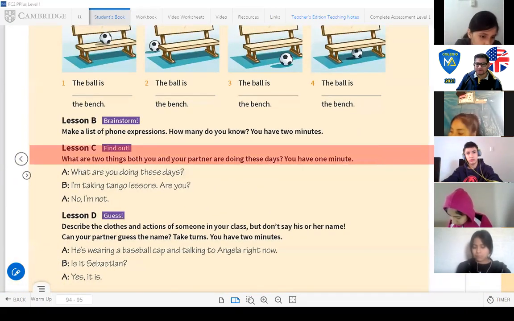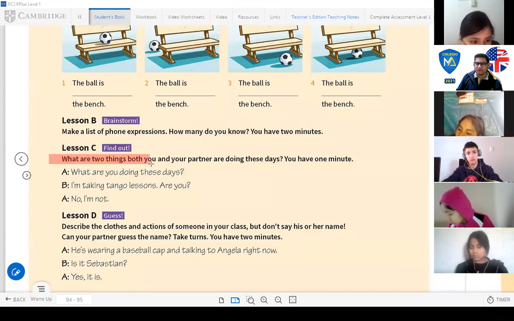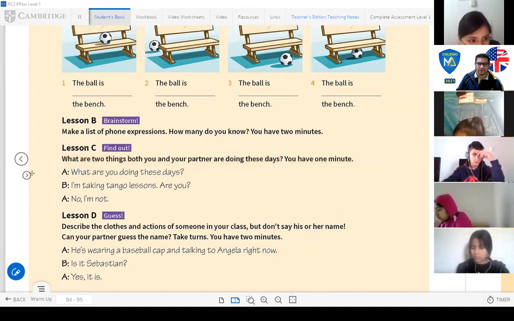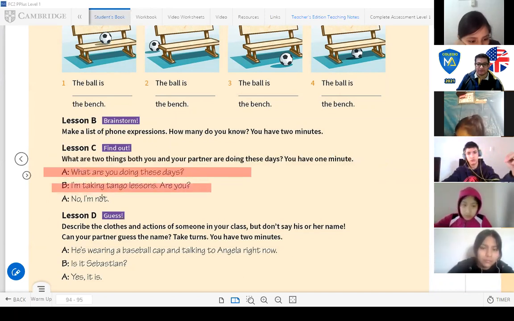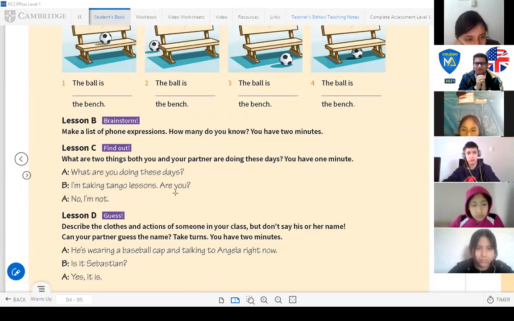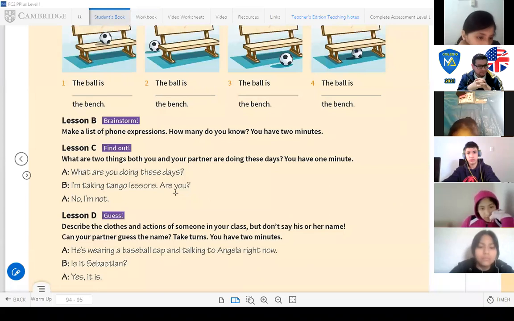The other part, the letter C says, what are 2 things both you and your partner are doing these days? You have 1 minute. You know, for example, what are you doing these days? I'm taking tango lessons. Are you? No, I'm not. What do you think? Excuse me, Christy. What are you doing these days? Are you doing something special? Are you learning something maybe? What are you doing? What activity?